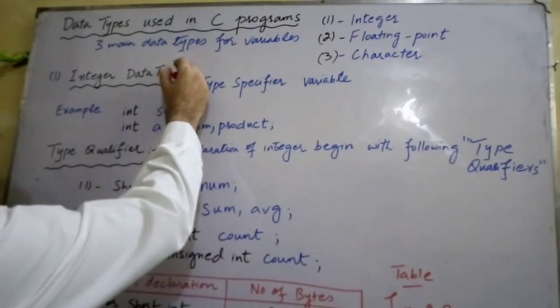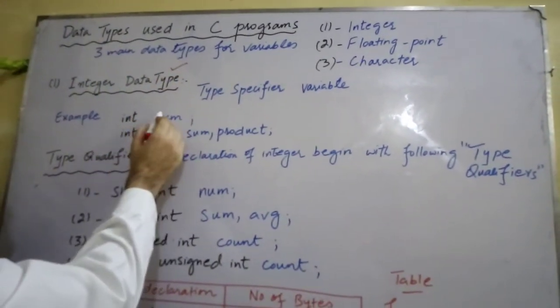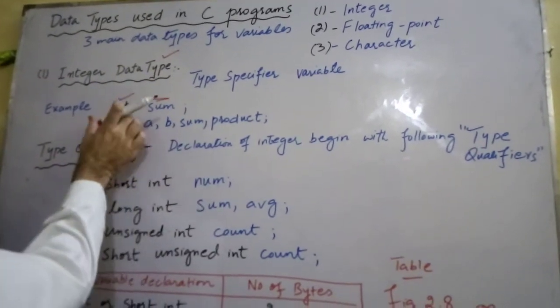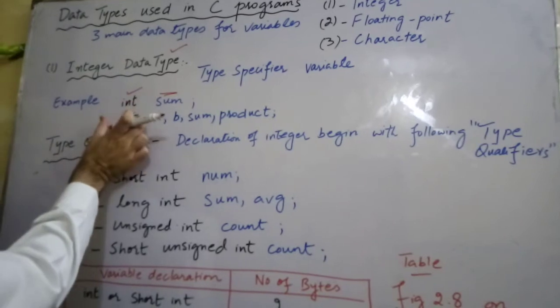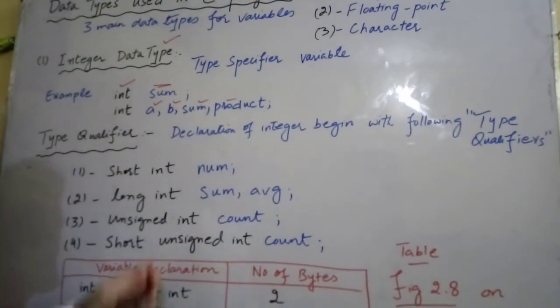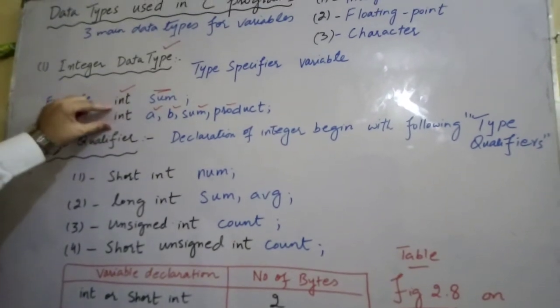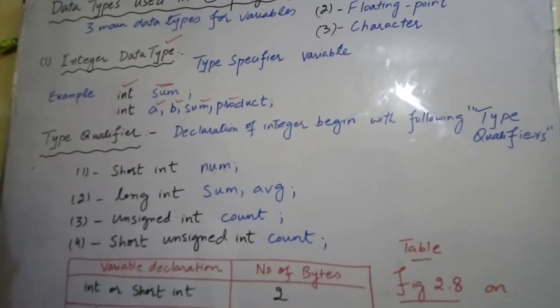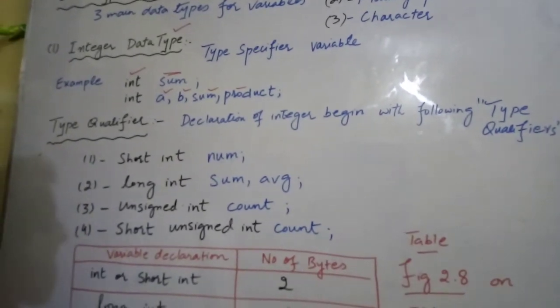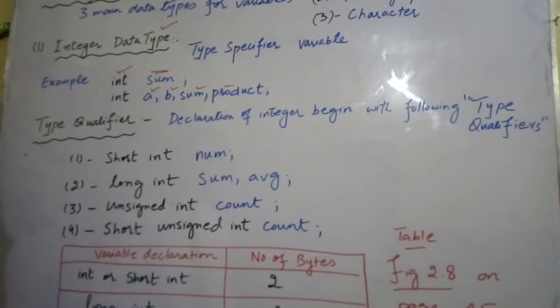Integer data type we specify for integers. This is the integer data type, and here we mention the type of data. This is integer a, b, sum, product. These are four variables and they have data type integer, and we can store only integer values in integer data type, for example 678, any integer numerical value.